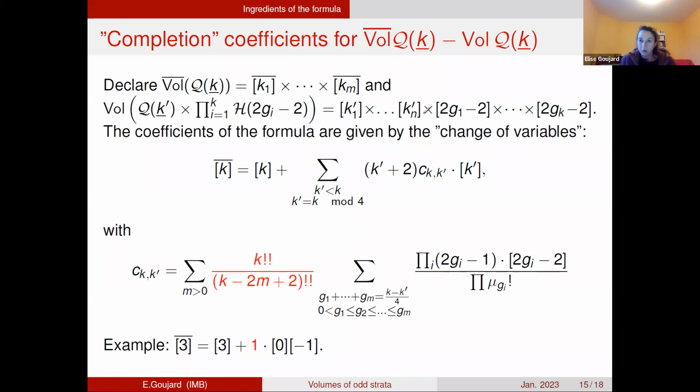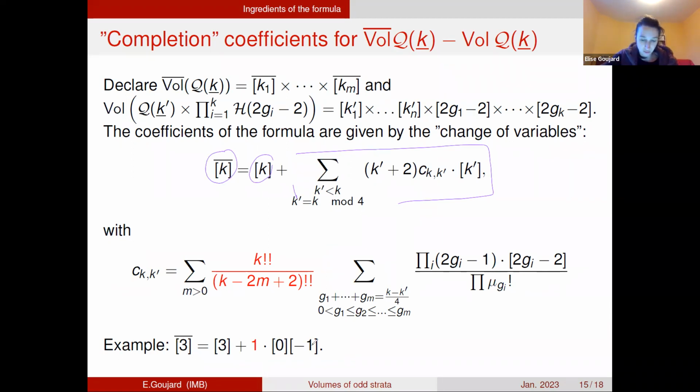And I claim that the coefficients in the formula are just given by some change of variables, if you want, by replacing each one of these vectors by the one without bar plus some additional contribution, which is very explicit, which involves this double factorial, okay? And if you look at the example for just the class of 3, the completion of 3 is just 3 plus 1 times 0 times minus 1.